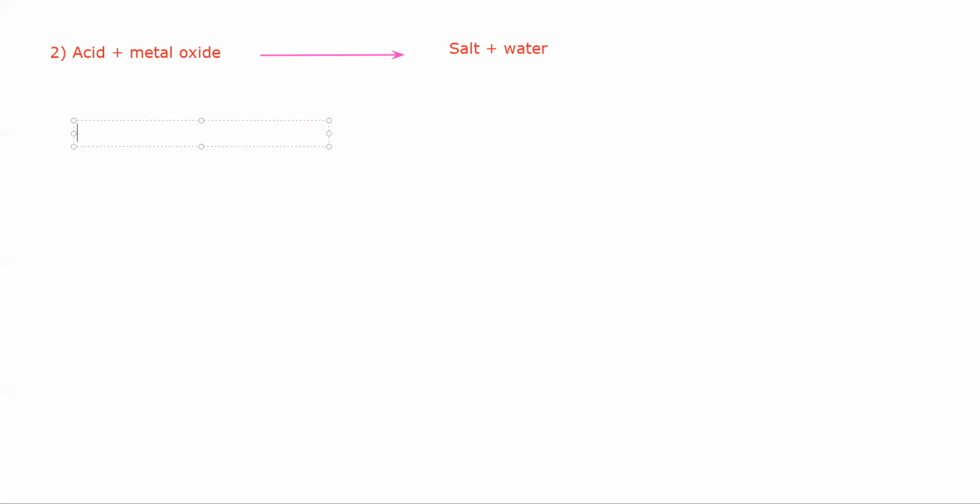Example, if you have propanoic acid or ethanoic acid, I'm writing a word equation first, plus sodium oxide. So if ethanoic acid is reacting with a metal oxide, it will give sodium ethanoate plus H2O or water. This is a word equation. But now the symbolic equation. Ethanoic acid is CH3COOH.